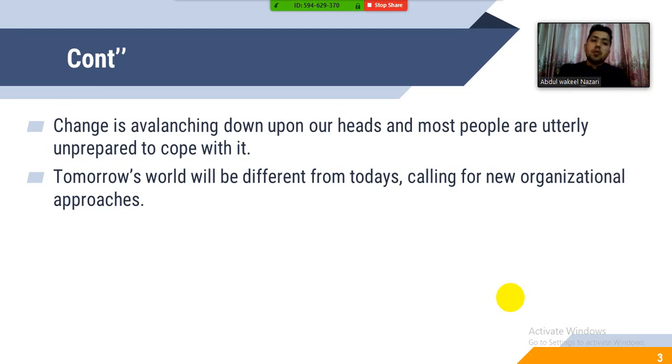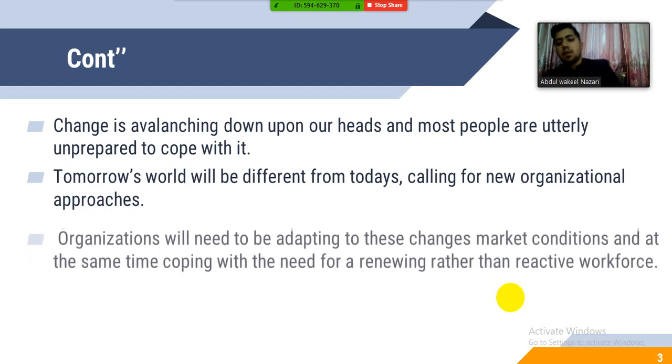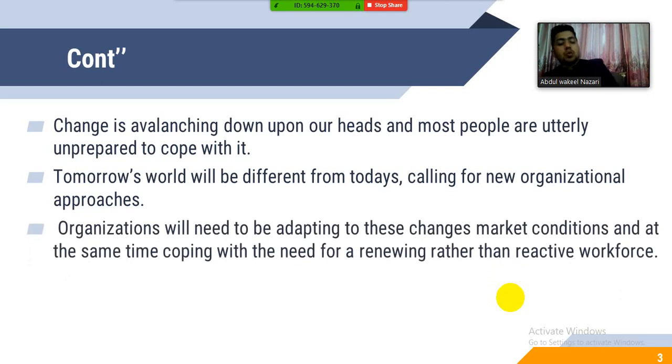If you didn't make any plan for your future, you will not survive in the market. You will disappear. Organizations will need to adopt these changes, market conditions, at the same time coping with the needs for the renewing rather than reactive forces. You know, the changes are coming. Whatever the changes occur inside the market, organizations should adopt it, deal with the changes, and bring it inside the organization.